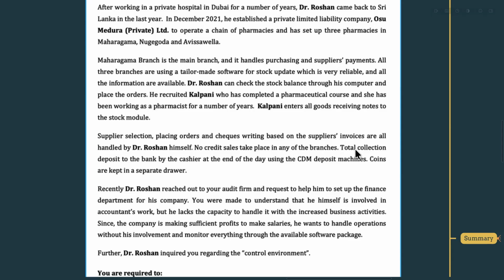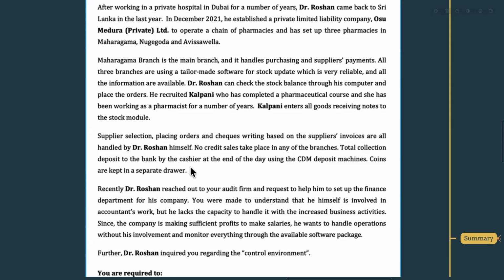Right? The total collection is deposited to the bank by the cashier at the end of the day using the CDM deposit machines. Coins are kept in a separate drawer, but at the end of the day, they are using the CDM deposit machines. But there are no other persons doing this, because the cashier is doing the deposit. The cashier is the one responsible for the selling, so he is the one depositing again. So there is no segregation of duties. One person is handling the cashier job as well as the depositing.